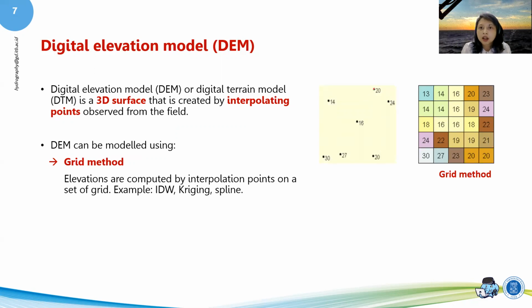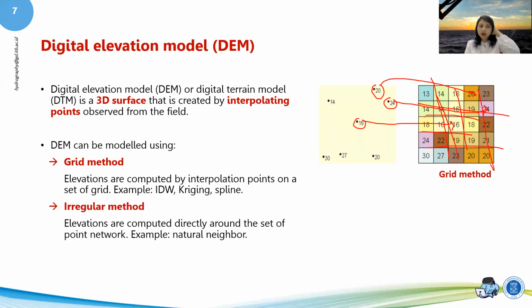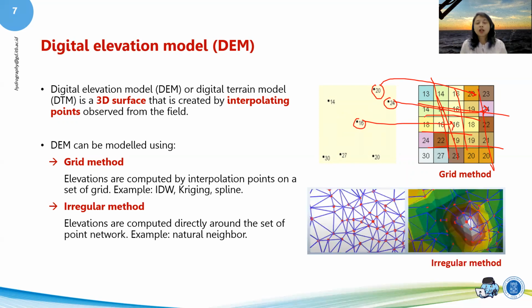You've got these points, for example, and then you make a grid first. Then you put each point to the grid. So you've got 24 here, 20 here, and 16 here, and the other points outside of those gridded, you interpolate. The other method is the irregular method. In the irregular method, elevations are computed directly around the set of point network. So you don't have to make a grid out of it. It looks kind of like this.